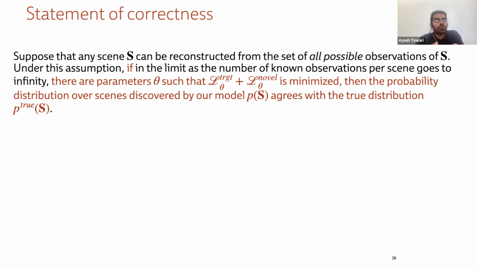But we do write mathematical statements such that if there are parameters of the neural network such that the loss function that I showed you is minimized, then the distribution we would recover would actually be the true distribution. Right.